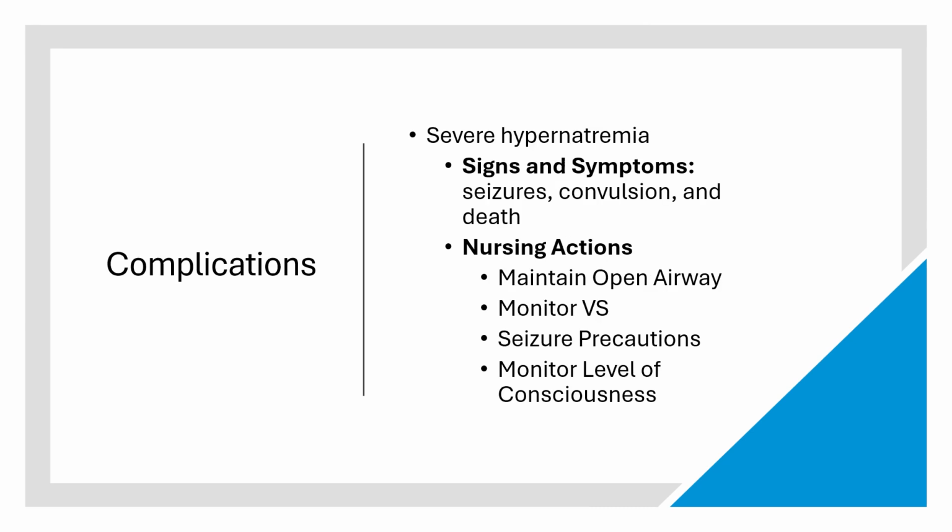So what are some of my complications? We can have things like convulsions, seizures, and even death. So for us, our big nursing interventions: maintaining that airway. I want to make sure that I have an open airway, checking my vital signs, seizure precautions. Once again, I'm always worried about safety and monitoring that level of consciousness.